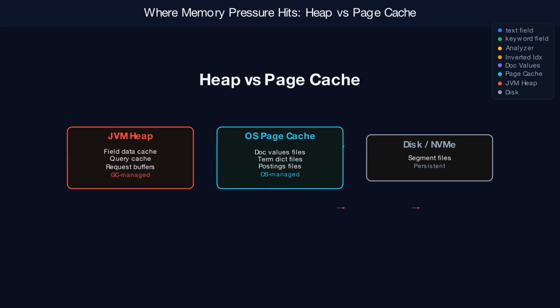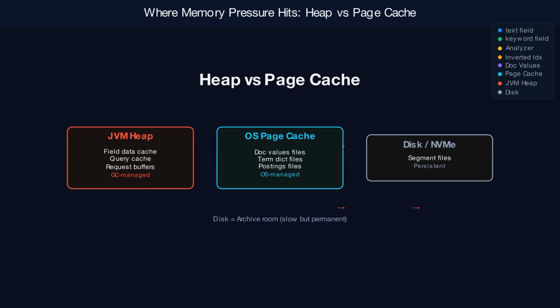First, JVM Heap. This is the memory managed by Java's garbage collector. Objects like field data caches, query caches, and in-flight request buffers live here. When heap usage gets too high, garbage collection pauses kick in and latency spikes.